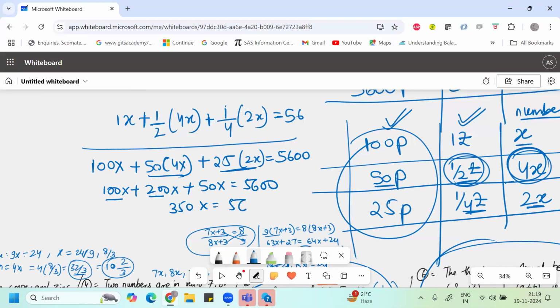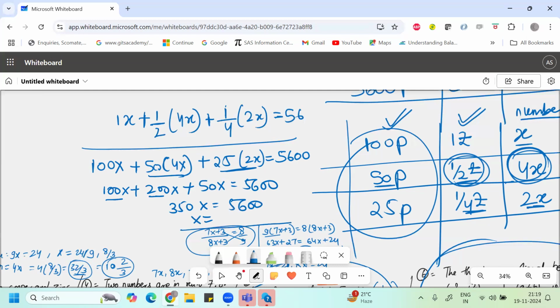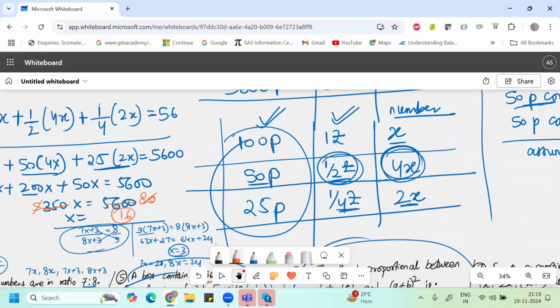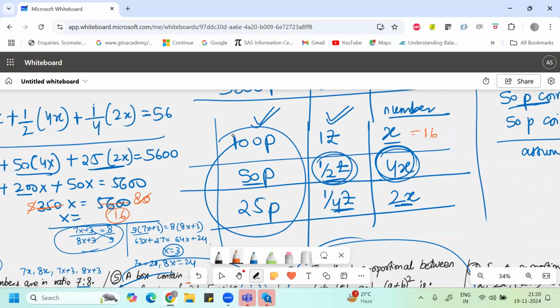350x is 5600. If you solve this, how much will you get for x? Just go by the 7 table. 7 8s are 56, so this is 80, and 7 5s are 35. So x is equal to 16. Once you get x equal to 16, they're asking how many 50 paisa coins there are. So 4x would be equal to 64 and 2x would be equal to 32.